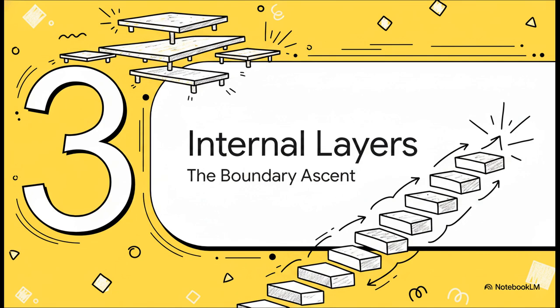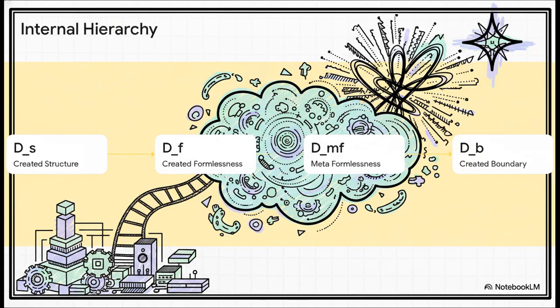Which brings us to section 3, the internal layers of creation, the boundary ascent. All right, we are now going to begin our ascent through the internal hierarchy of Domain D, just to see how wildly layered this container actually is. We start at the bottom with step 1, created structure, or DS. Then we push upward to step 2, created formlessness, DF. Ascending even higher, we hit step 3, meta-created formlessness, DMF. And finally, we reach the absolute ceiling at step 4, the created boundary, DB.